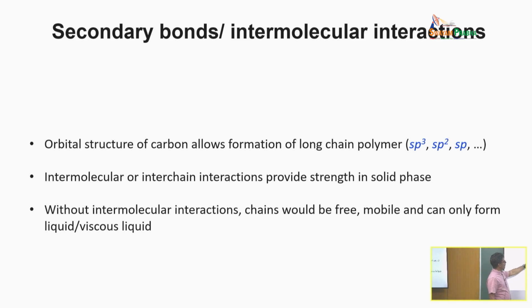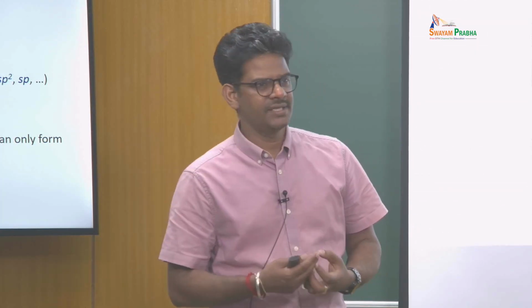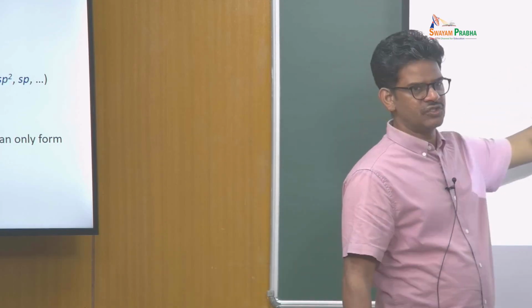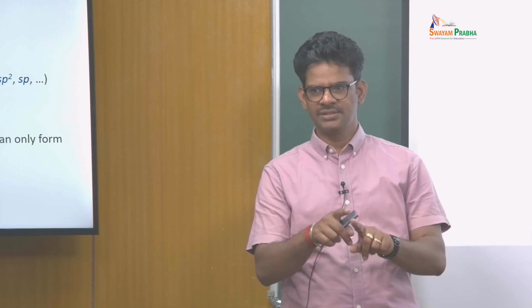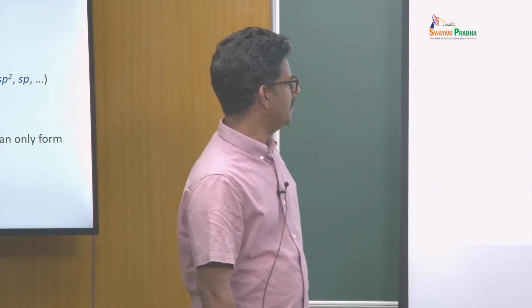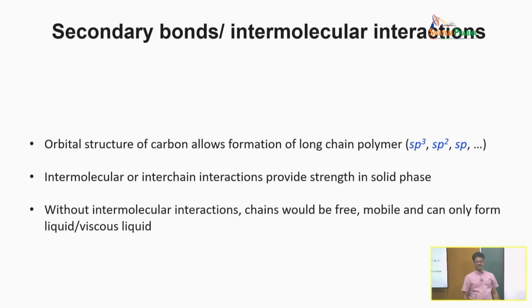The intermolecular or interchain interactions provide strength in solid phase. So when you make this polymer, you will see it mostly forms an amorphous solid object, and the reason for that is that there is a very strong intermolecular, or interchain, interaction. Inter means between, interchain means between chains. If you don't have those interactions, you are going to have mostly a liquid or a viscous liquid because of very weak interactions. So it's very important for polymers that the intermolecular forces determine their properties.